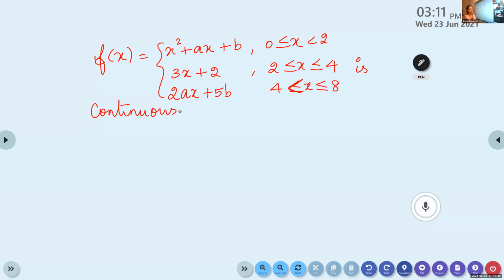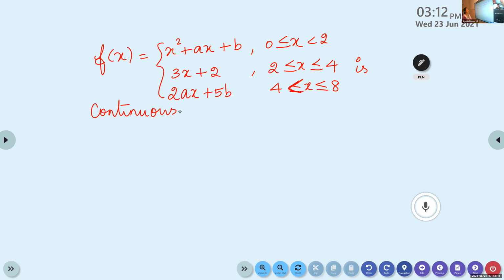How will you do this one? Given the function is continuous, isn't it? Our aim is to find a and b. How to do this?